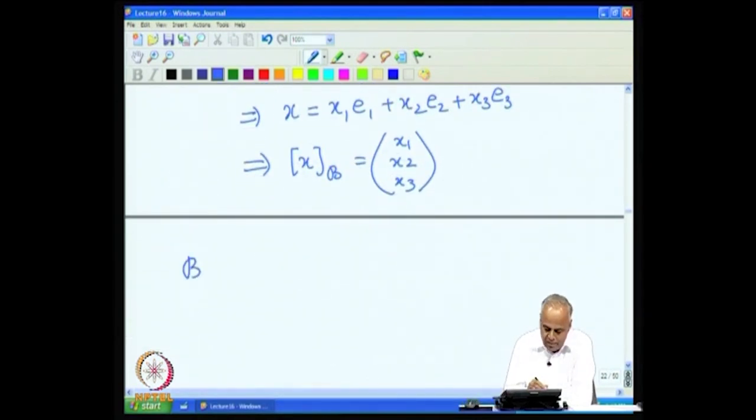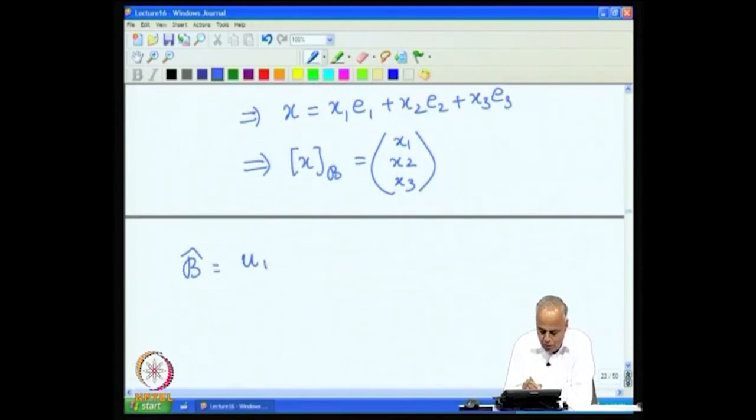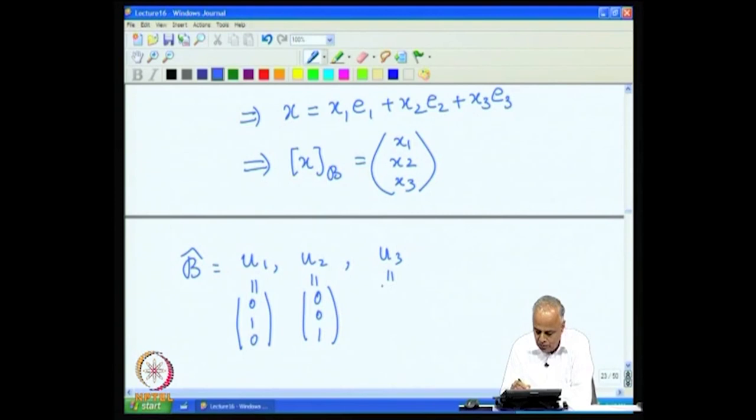Suppose I take the basis, same vectors, but now I change the order. This is the same basis I am going to choose, but I am going to change the order; the vectors will be the same. So, I am going to take u1, u2, u3, where u1 is (0, 1, 0), u2 is (0, 0, 1), and u3 is (1, 0, 0). So, this is the e2 of the previous case. The second vector of the previous basis has become the first vector of this basis. The third vector of the previous basis becomes the second vector of this basis, and the first vector of the previous basis becomes the third vector here. So, we have the same basis set, but we have now a different order.